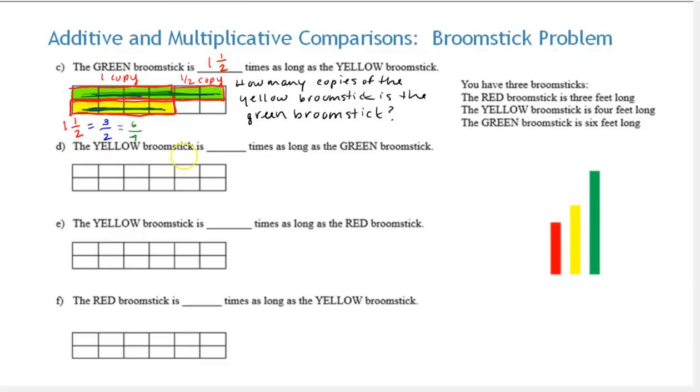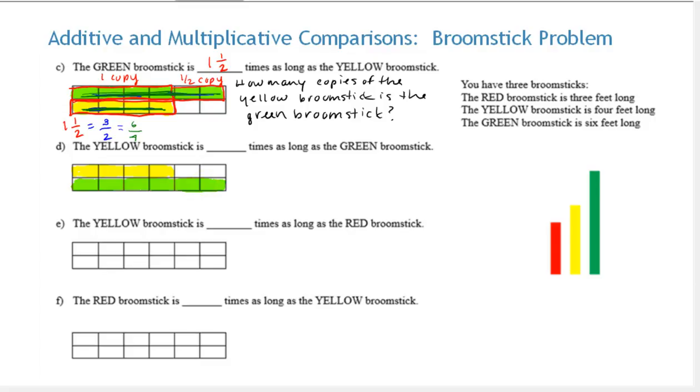Here we're comparing the yellow broomstick to the green broomstick. Okay, and notice this is the same idea. We compared these two, but now we want to see the yellow broomstick is blank times as long as the green broomstick. So we're going to put the yellow on top. So that's 4 feet. And the green is 6 feet. Okay. Now this one could seem a little bit trickier because we want how many copies of the green are in the yellow. Well, there's less than one copy of the green in the yellow, okay, because the green is longer.